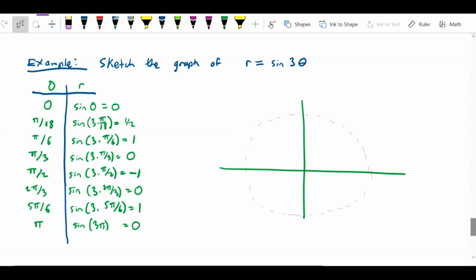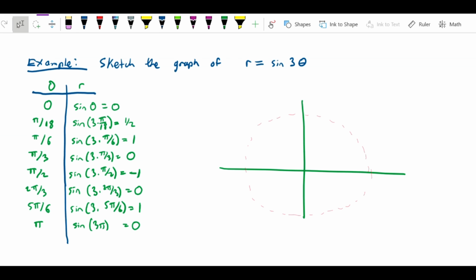Okay, so let's sketch a graph that's a little bit more complicated than the one that we did before. This is going to be: sketch the graph of r equals sine of 3 theta. One of the things that you'll find about this is that it stretches the limits of what you think you know about angles and trigonometry, because you're going to find yourself saying, well, wait a minute, I thought that we were at the angle pi, and it turns out we're at the angle pi over 3. So try to follow along here.